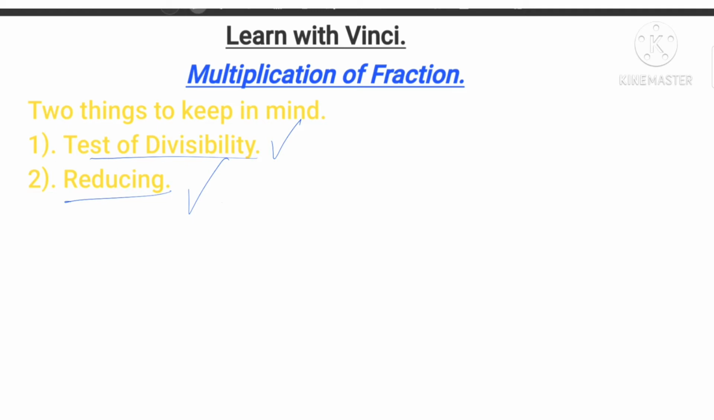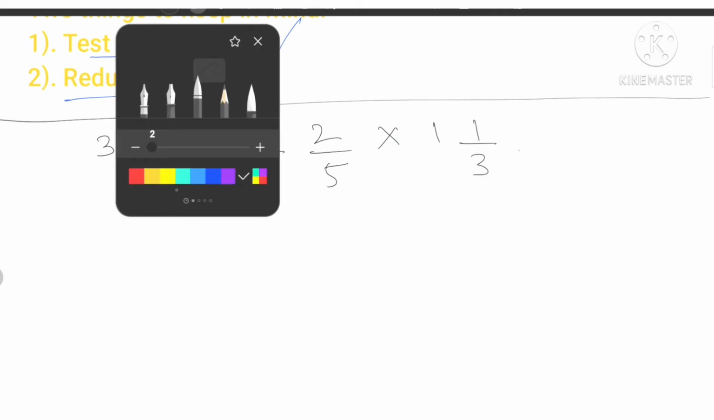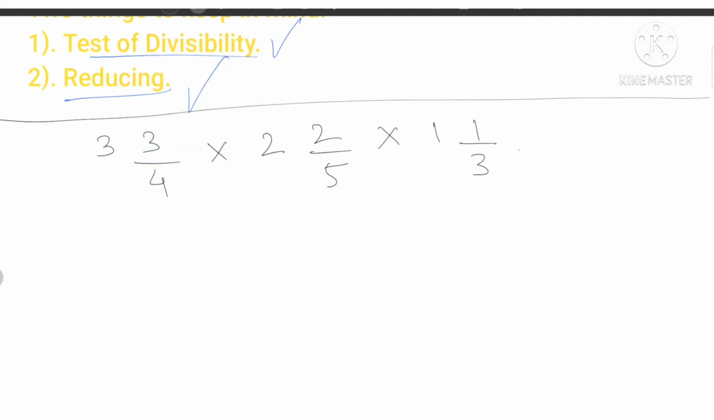So without further ado, let's begin with the first sum and show you what this multiplication of fractions is and how it is to be done. Let's start with the first sum. It says 3 whole number 3 by 4 into 2 whole number 2 by 5 into 1 whole number 1 by 3. Now this type of sum is very easy to do.